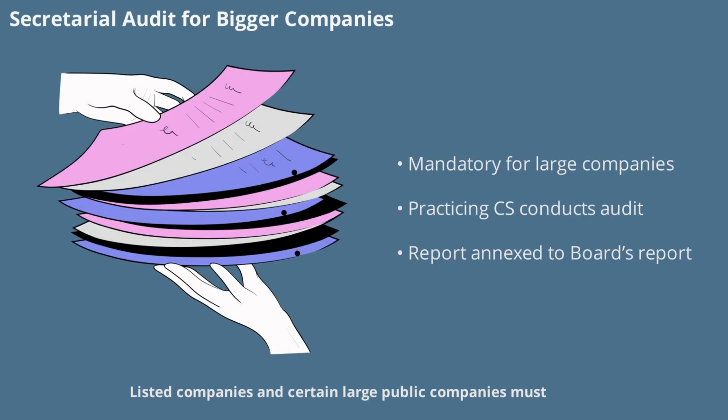Listed companies and certain large public companies must conduct a secretarial audit by a practicing company secretary. The audit report is annexed to the board's report, and the company must provide all necessary assistance. Penalties apply for non-compliance, ensuring that larger companies maintain high standards of governance.